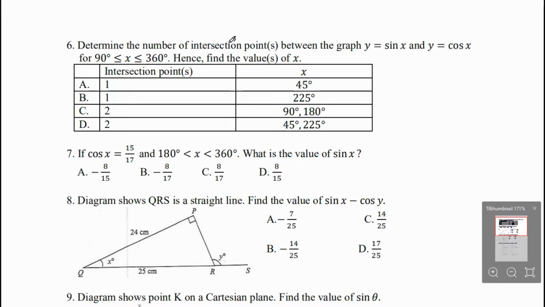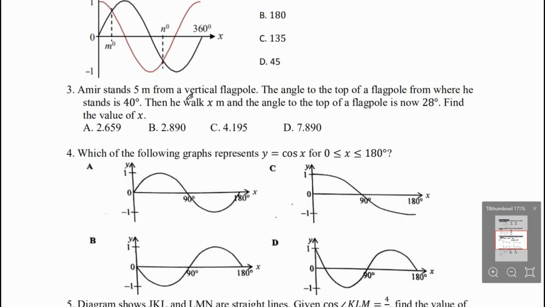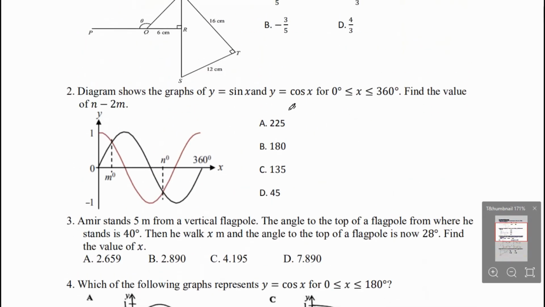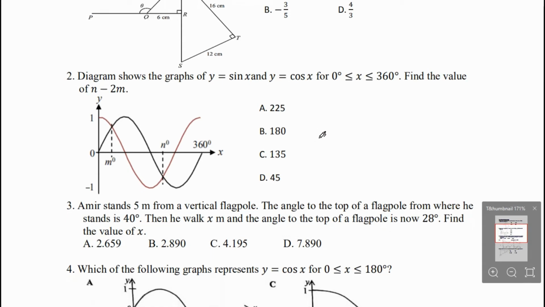Determine the number of intersection points between the graph y equals sine x and y equals cosine x from 90 degree to 360 degree. So this is the same method as question number 2, sine x and cosine x. Still remember how to do this?